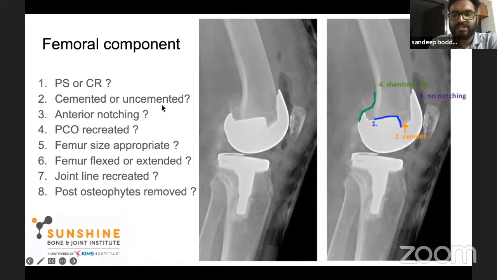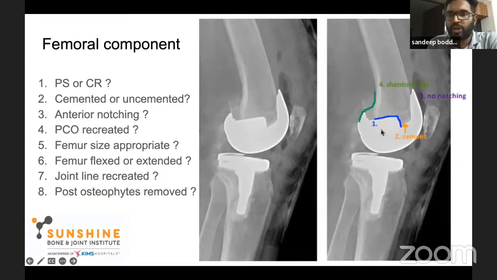And second one is whether it is cemented or uncemented. In India, mostly we are using only cemented implants. Here you can see a small amount of cement mantle. Uncemented implants we are not using right now. In uncemented implants, there will be no cement mantle. There will be just the femur component and there will be screws or pegs which will be holding the component to the bone. Third one is whether anterior notching is present or not. Here you can see there is no notching. In fact, there is a bit of airballing of the femur. If your femur component is more flexed, it will notch into the anterior cortex and cause notching. We'll see X-rays later.